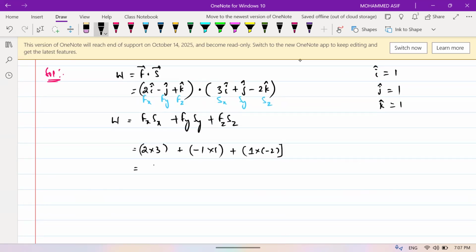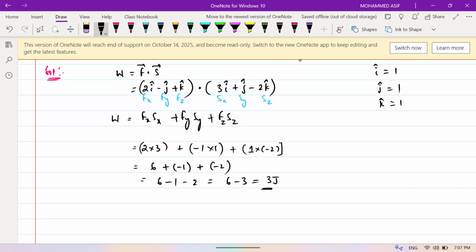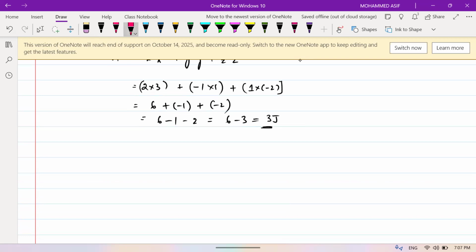So 2 threes are 6, this value will be minus 1, plus minus 2. So 6 minus 1 minus 2 will be equal to 3 joules. Am I clear? Yes, sir. Very good. So, one more question based on the same model.